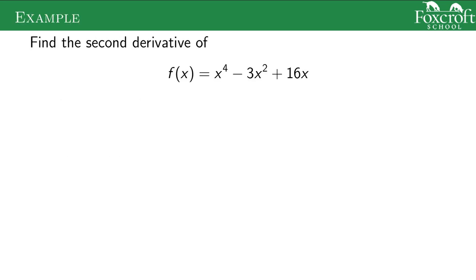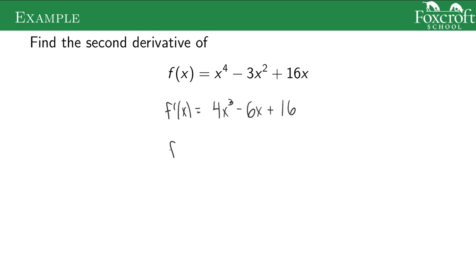And so we want to find the second derivative of this function. And again, nothing's really going to change. I'm just going to do the process that we've been doing twice. So f prime of x, we define the first derivative first, 4x cubed minus 6x plus 16. Alright, just doing the power rule.